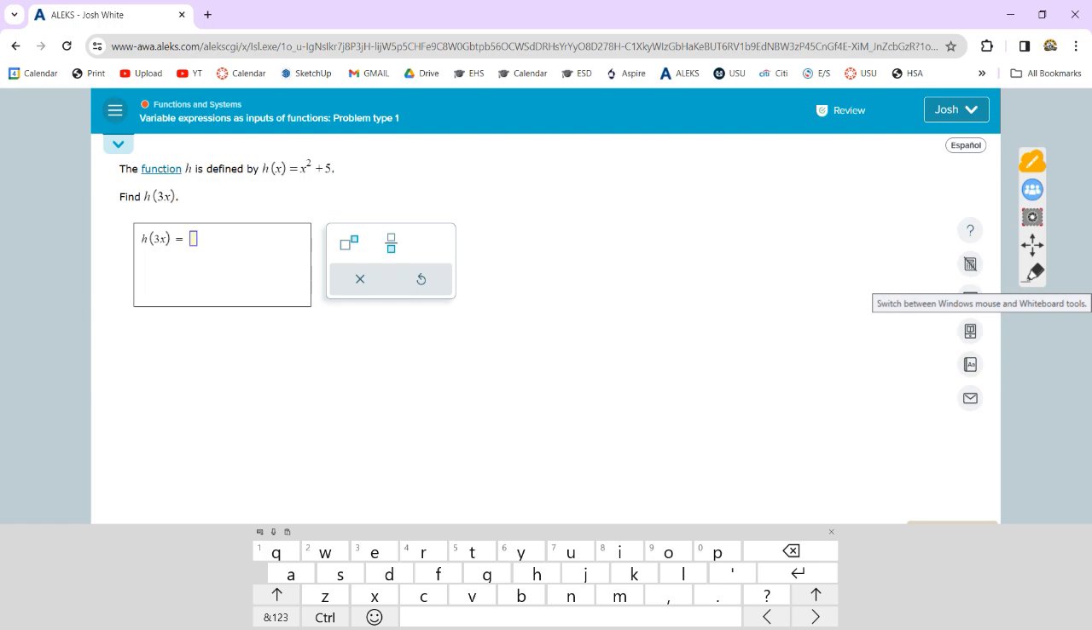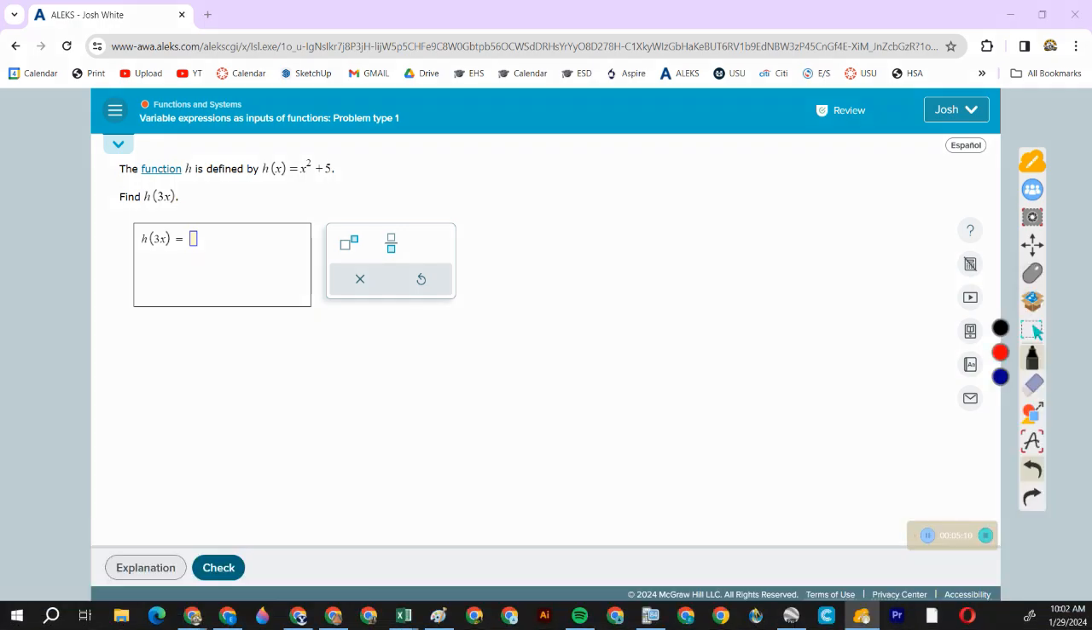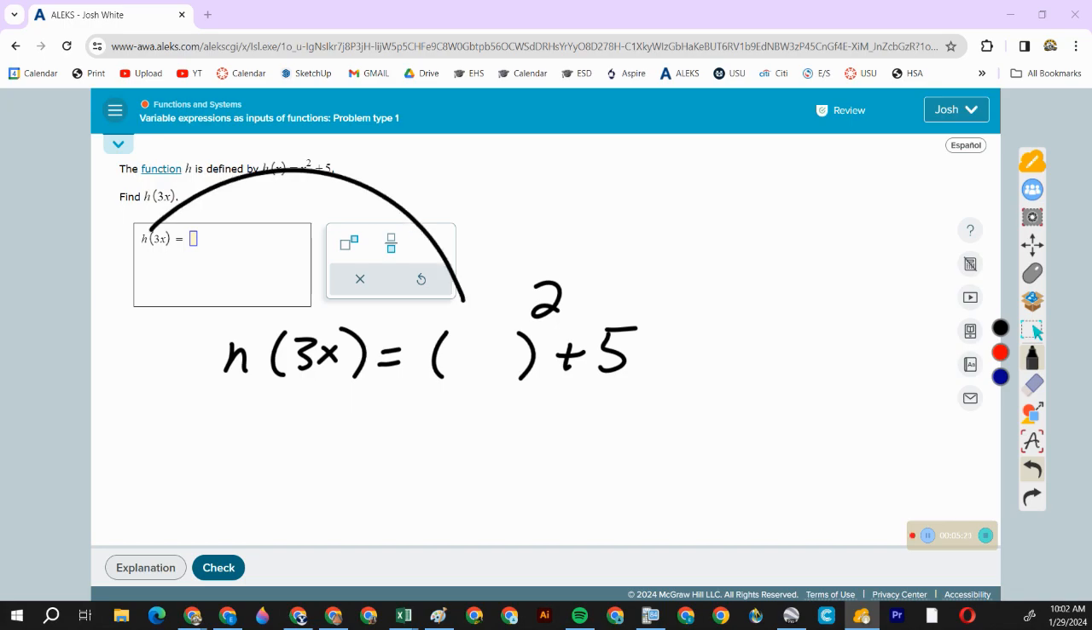Okay, here we have the h of x function, and we want to plug in h of 3x. So everywhere in h that I normally see an x, I'm going to put 3x in its place. So the h function looks like this, and instead of x, I'm going to insert 3x. That just gives me 9x squared plus 5.